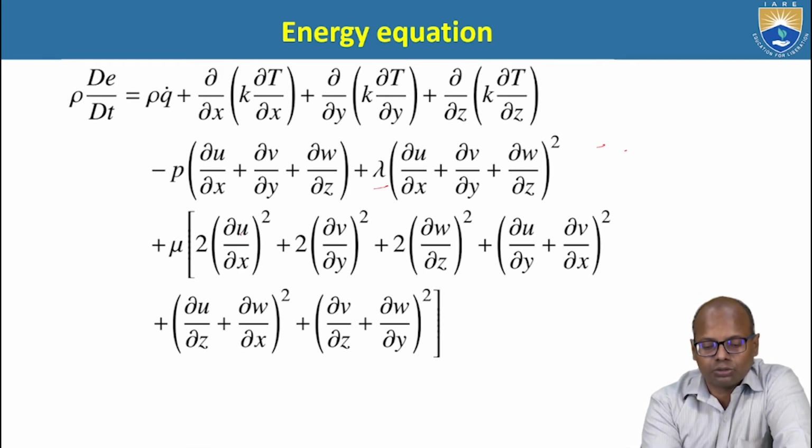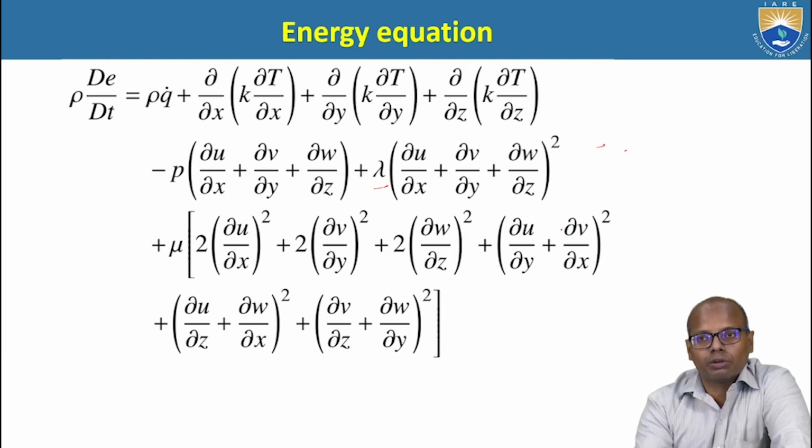Now here it is (dou u by dou x) whole square, 2 mu is there and here only 1 mu is there. So if I substitute that, I can take only mu common, so 2 into (dou u by dou x) whole square, 2 into (dou v by dou y) whole square, plus 2 into (dou w by dou z) whole square, plus (dou u by dou y plus dou v by dou x) whole square, (dou u by dou z plus dou w by dou x) whole square, (dou v by dou z plus dou w by dou y) whole square. Like this we will get.